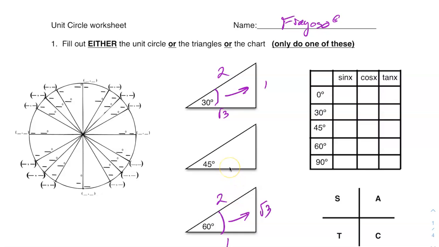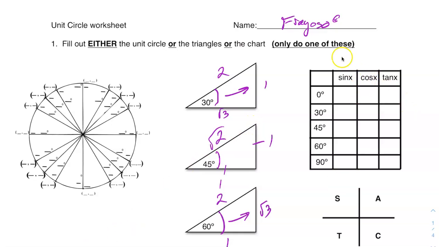45 is a special triangle. It's a 45, 45, 90. So this is isosceles. So both sides are 1. And the hypotenuse is 2 again, but in this case it's radical. Right? 2 is always a hypotenuse. Only time it's radical is when it's 1, 1. When these are the same, it's 1, 1, rad 2. So that's the triangle method.